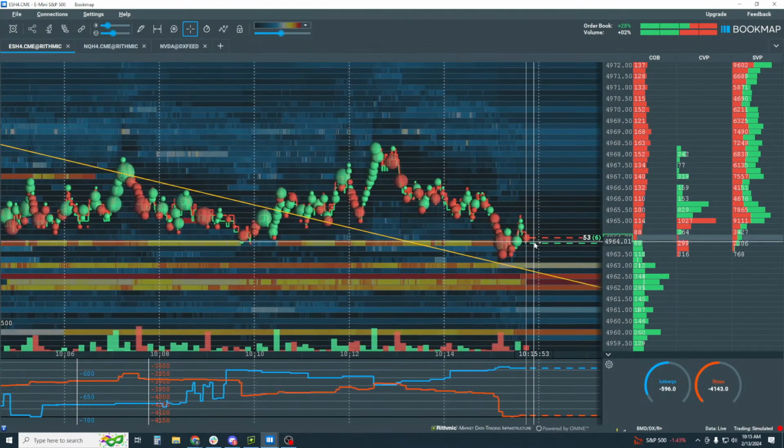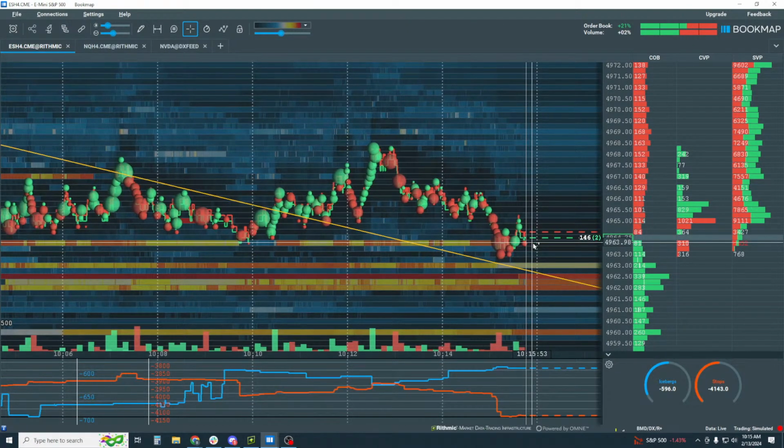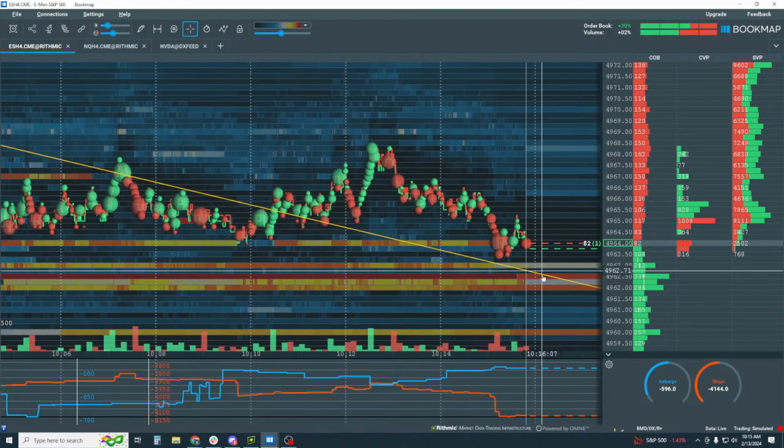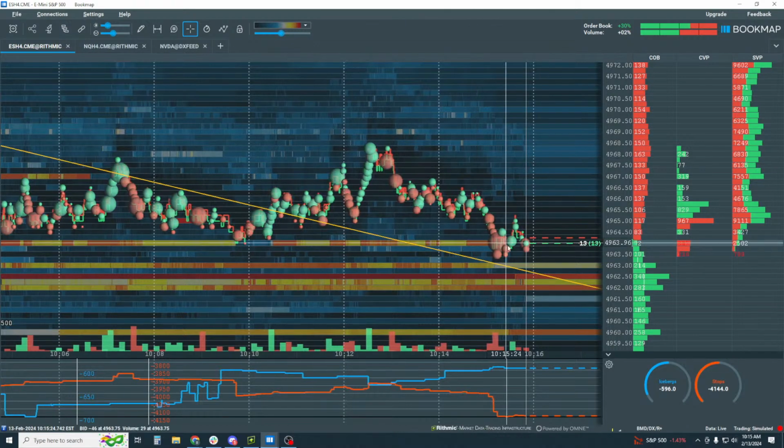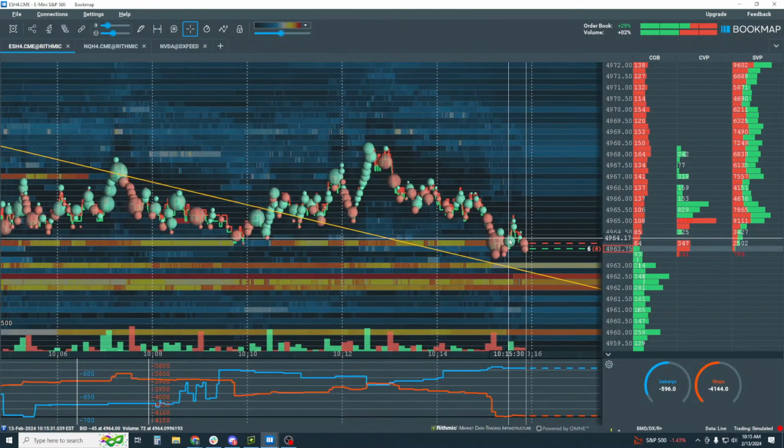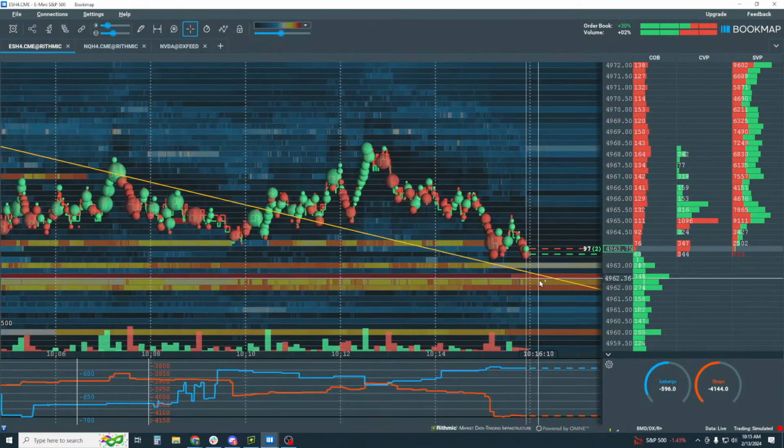Okay, still looking for sellers to come in right at this 64 level again, and then to move it into 62. Okay, so low volume pullback, and sellers are in control, moving this market now.